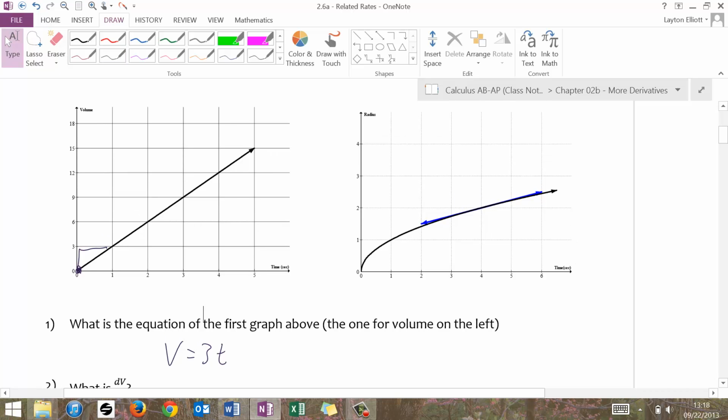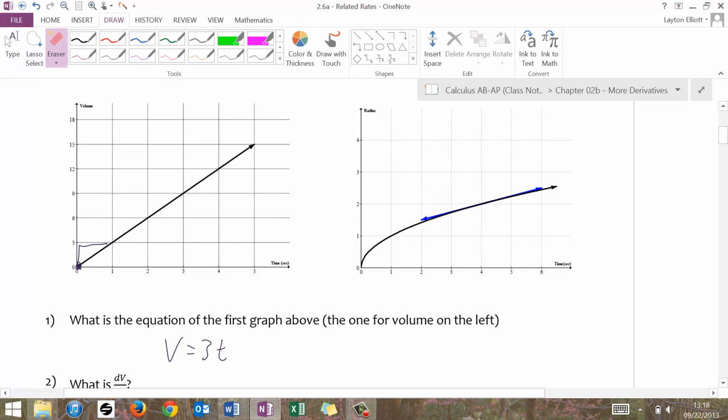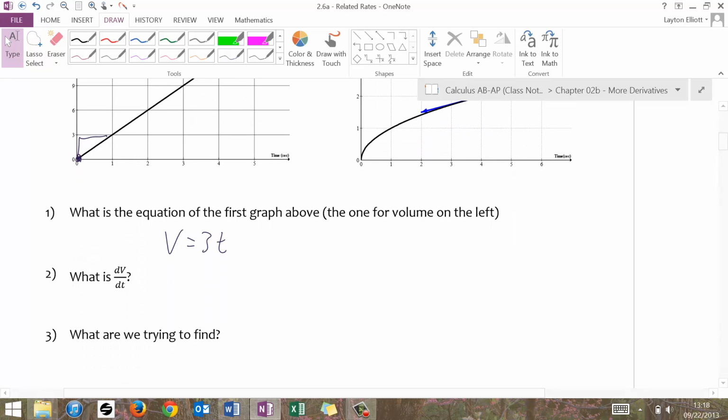Now, if you look at what this is asking, we have this graph of radius per time, and here's the graph of what the radius is doing. Specifically, at this point right here, we want to know the instantaneous rate of change. So to get that, we're going to look at this right here and say, all right, that's the volume. What is the change in volume over the change in time, dV/dt?